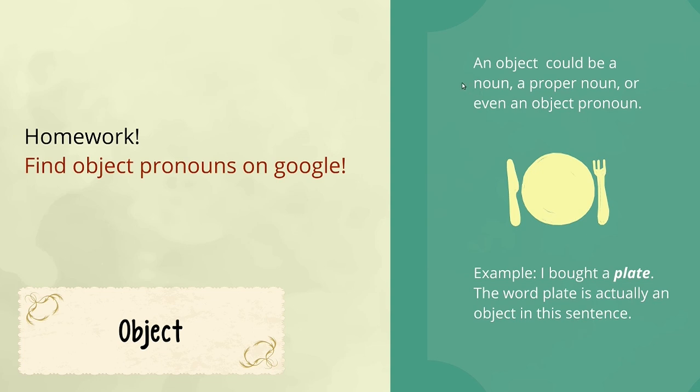But the difference is that the object pronouns are different from the subject pronouns. For example, I'll give you one word. It is us, okay? Us, نحن. Okay, so this is an object pronoun, and it doesn't exist in the subject pronouns.